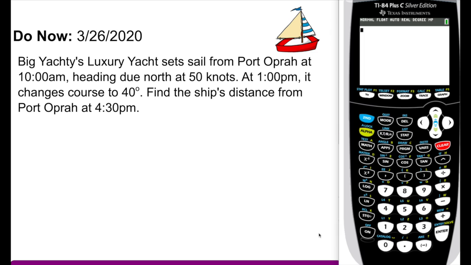So Big Yachtie's luxury yacht set sail from Port Oprah at 10 a.m., heading due north at 50 knots, or 50 nautical miles per hour. At 1 p.m., it changes course to 40 degrees. Okay, that's the new bearing. Find the ship's distance from Port Oprah at 4:30 p.m.